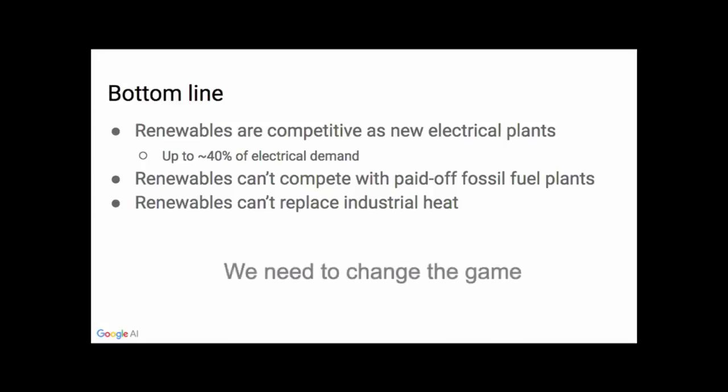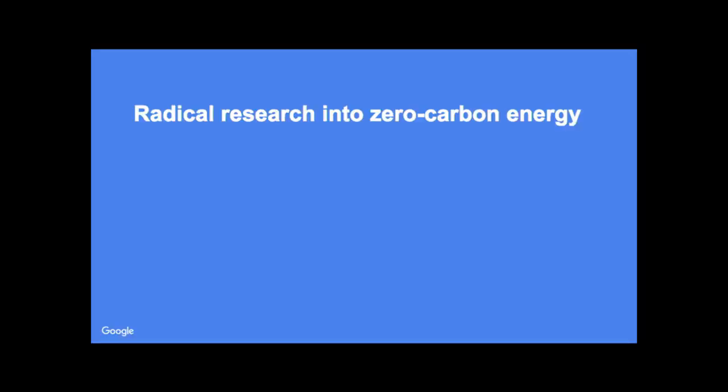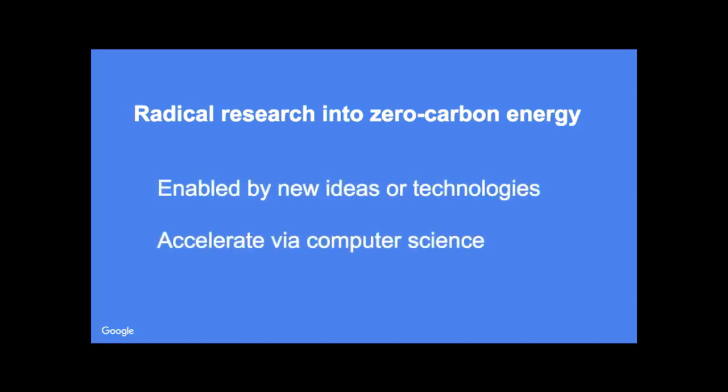So what are we going to do? We're going to need to change the game. We're going to need to do something kind of crazy. So let's talk about radical research into zero carbon energy. Now we're going to have to look at less certain, more technically risky energy sources. We've been looking at ones that are enabled by new ideas or technologies that weren't around 20 or 30 years ago. And we're hoping to accelerate this radical research with all the advances we've had in computer science recently.